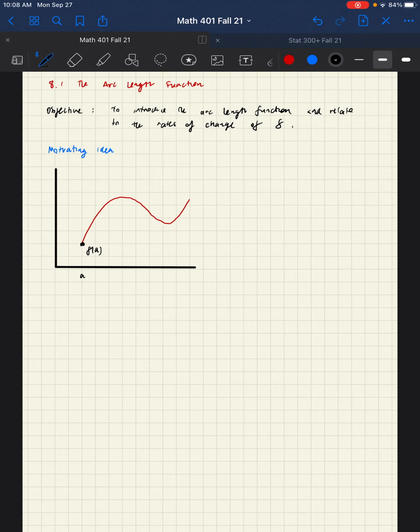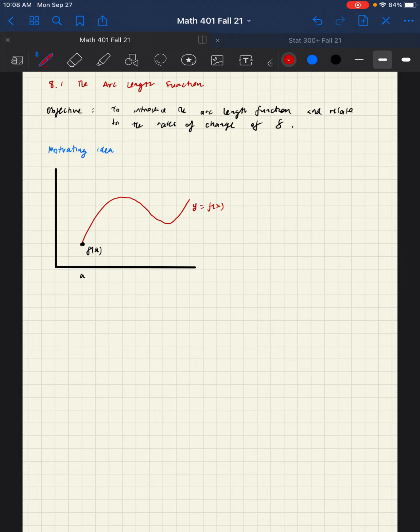So we're going to round off the section on arc length by talking about the arc length function. The arc length function is a function about a function, which sounds confusing, but I promise it makes sense. And we're going to relate it to the rates of change that we know and are familiar with.